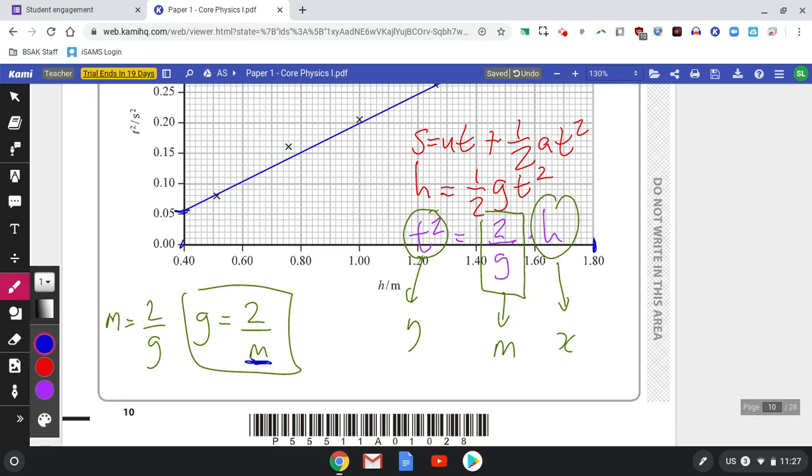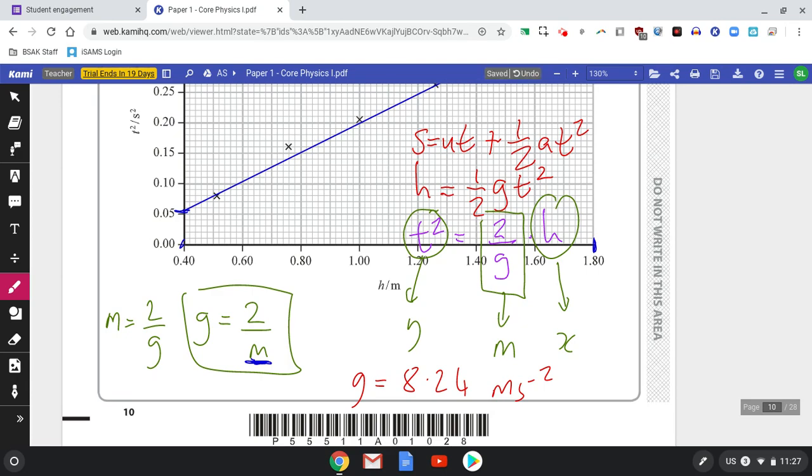So where should we write that? Okay, let's write it down here. So we've calculated from our graph that g is 8.24 meters per second squared. Okay, right. We want to comment on that. This is what this question is all about. We've got to comment on the conclusion.